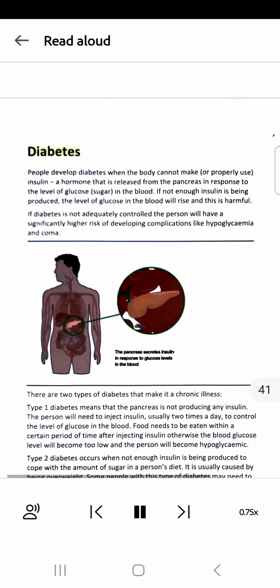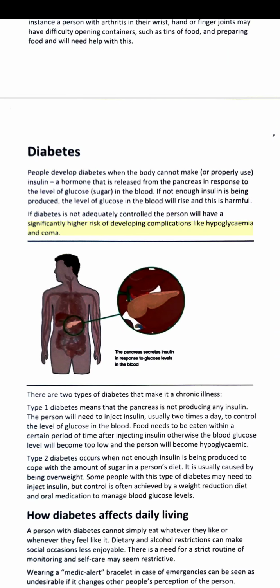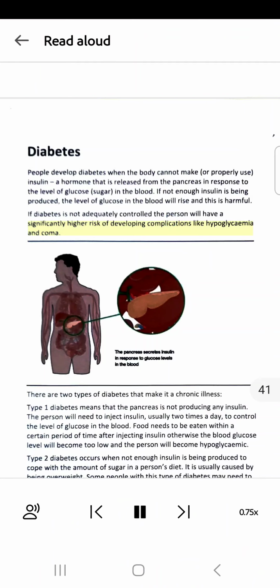Diabetes. People develop diabetes when the body cannot make, or properly use, insulin, a hormone that is released from the pancreas in response to the level of glucose, sugar, in the blood. If not enough insulin is being produced, the level of glucose in the blood will rise, and this is harmful. If diabetes is not adequately controlled, the person will have a significantly higher risk of complications like hypoglycemia and coma.